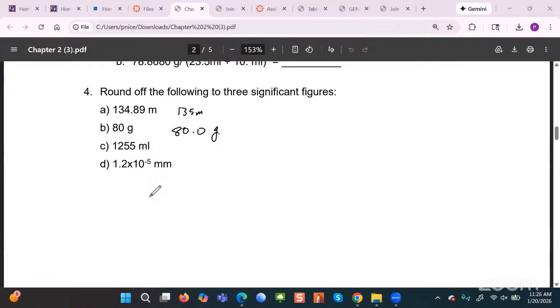1,255. Rounded off to 3 sig figs would be what? Not quite. It's 1, 2, 6, and then what? 0. Because in this case here, you drop the 5, and to the left of the decimal point, when you drop any digit, you replace it with a placeholder 0, right? And of course, because this is 5, whenever the first digit to be dropped is 5 or greater, you have to raise this digit by 1. So therefore it becomes 1,260 milliliters.